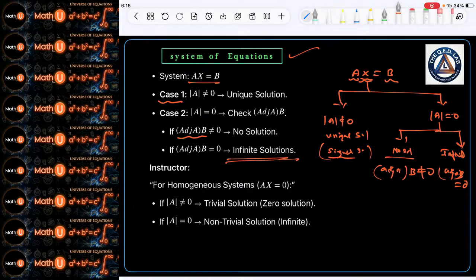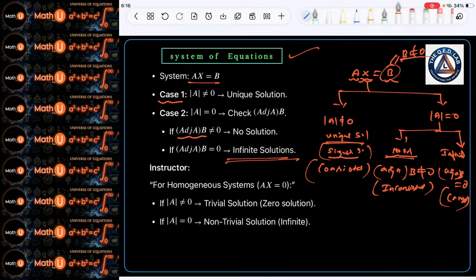And if a solution exists, a unique solution, that is nothing but consistent. Infinite solution is also consistent. If a solution does not exist, that means no solution, it is called inconsistent. You should remember. Here in this case B is not equal to 0. B is not a zero matrix, it is the non-homogeneous case. The same pattern we apply for homogeneous also.